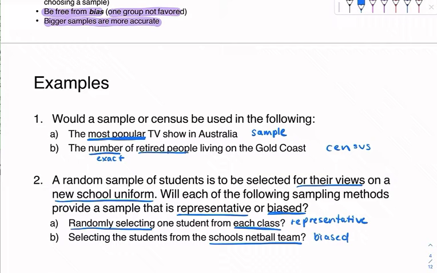So remember with this, if we're thinking, should it be sample or census, basically think, is it opinion-based or is it more about the exact numbers? And then if we're thinking, is a sample good or not, basically, was it fairly selected? Did everyone have an equal chance of being selected? That would be a representative one. If not, it's biased. Thanks, girls.